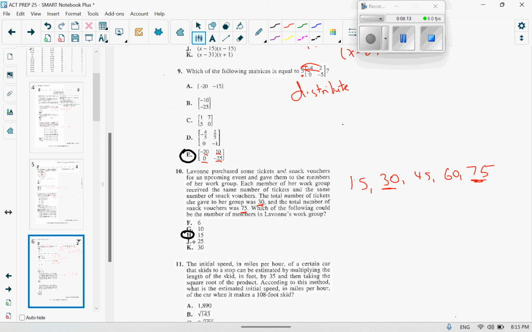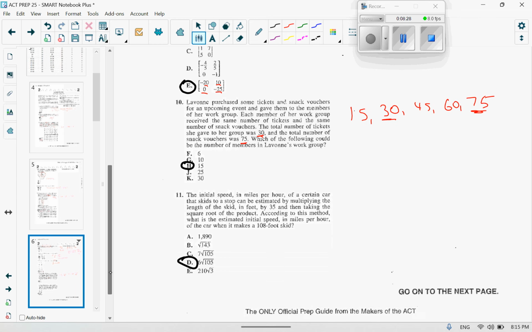If I used any other number, for example 6, 75 is not divisible by 6, 75 is not divisible by 10, 30 does not break down by 25, and 75 does not break down by 30, so 15 is actually the only logical conclusion there.